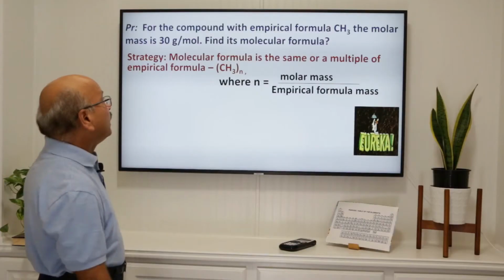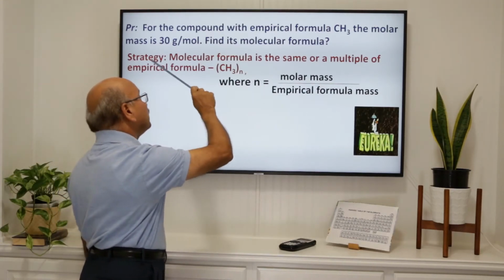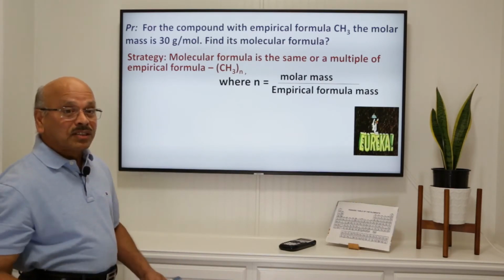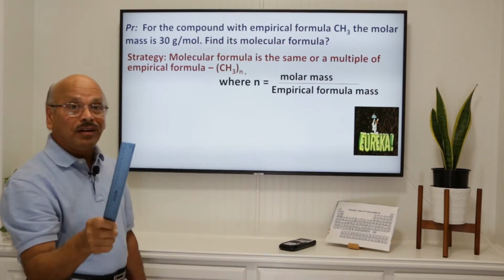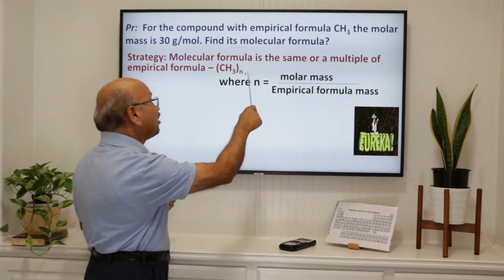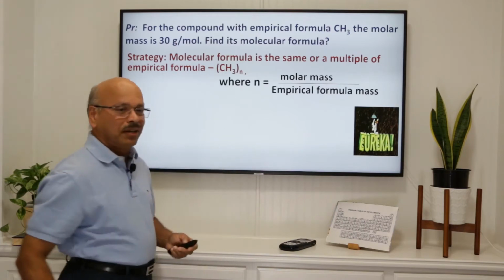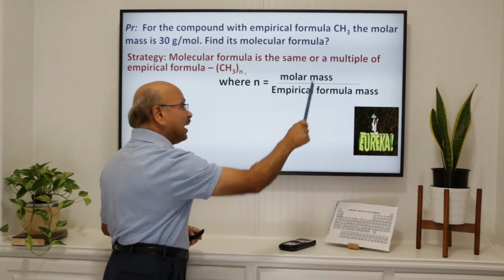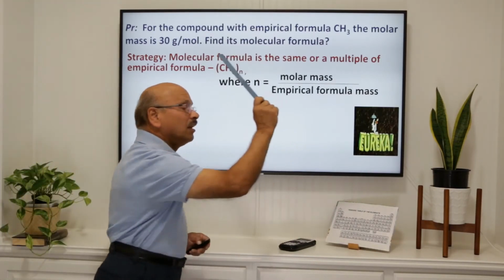We already know that the molecular formula is the same as, or a multiple of, the empirical formula. So how will you find out what the multiple is? The n is the multiple. If n equals 1, the molecular formula and empirical formula are the same. And if it is a higher number like 2, 3, etc., it is a multiple of that empirical formula. How will you find n? n is equal to the molar mass, which is the data given to you, divided by the empirical formula mass.